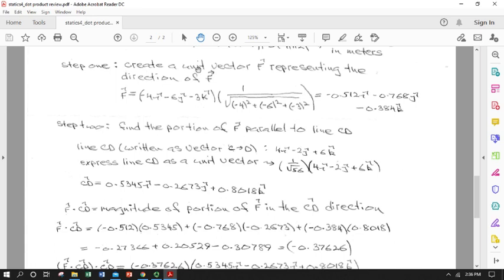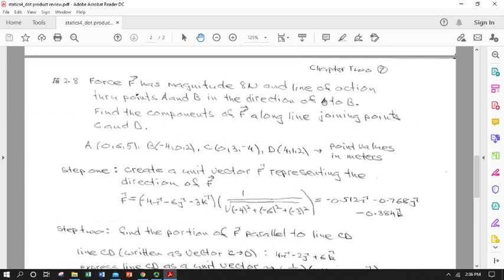So step 1, create a unit vector f hat representing the direction that the full vector f is in. Okay, so we're going to start by using points A and B. We're going to subtract A from B, so from minus, or to minus from, to get the proper vector direction. And then we're going to divide out the length. So B minus A, full vector is -4, 0 minus 6 is -6, 2 minus 5 is -3.